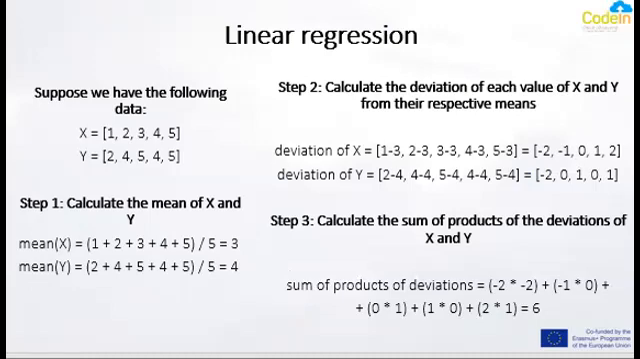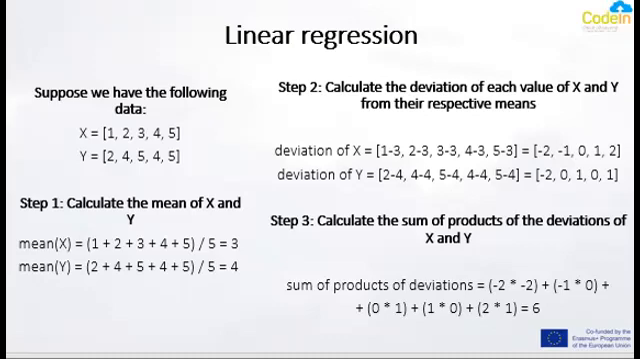First, you'll calculate the mean of each set of numbers. The mean is just a fancy way of saying average. You add up all the numbers and divide by the total number of numbers in the set. So for X, you add up 1, 2, 3, 4, and 5 and divide by 5. That gives you 3. And for Y, you add up 2, 4, 5, 4, and 5 and divide by 5.